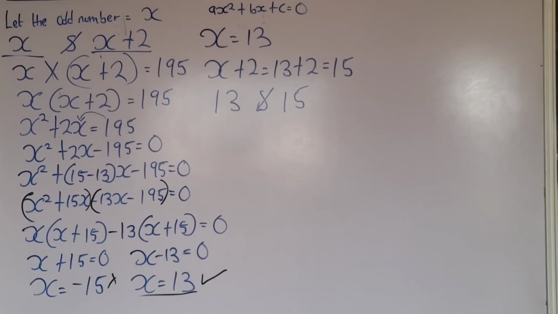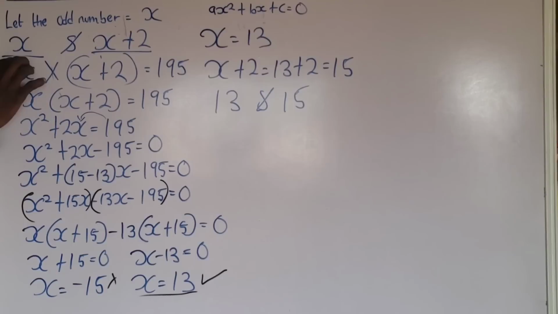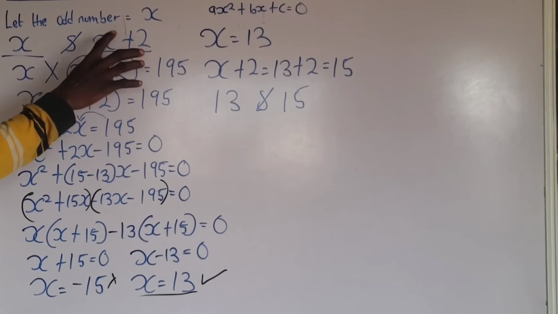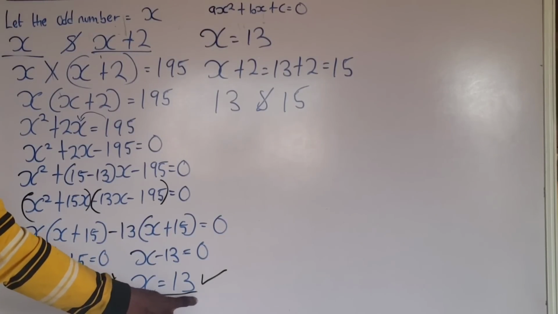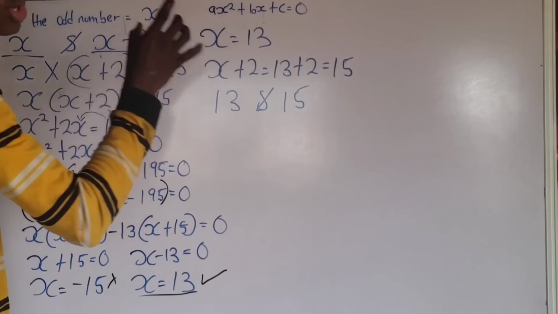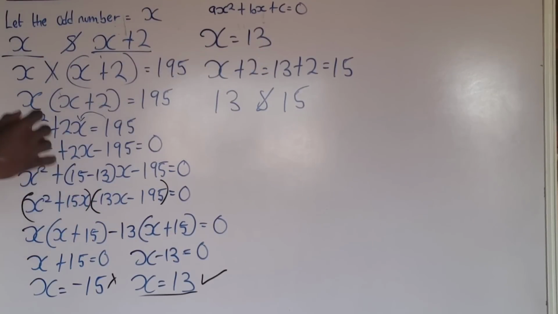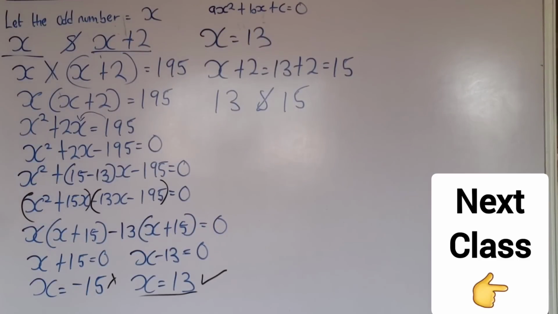You know that when I started this solving, I said let the odd number be x. So I represent the first number with x, the second number with what? x plus 2. Okay? So the first number is x. I got the value of x as 13. So the first positive odd number is 13. The second positive odd number will be x plus 2, which is what? 15. So that is the solution to that question.